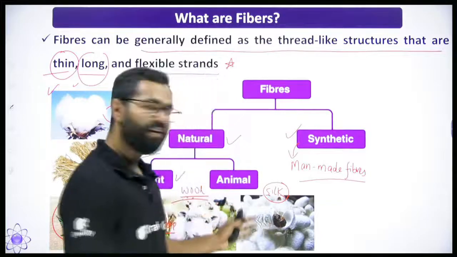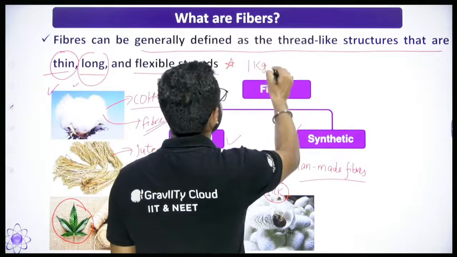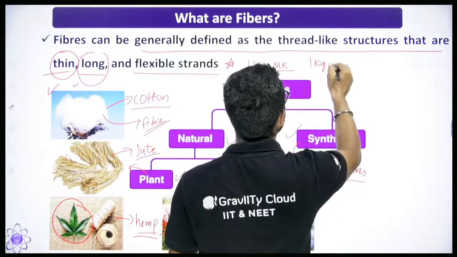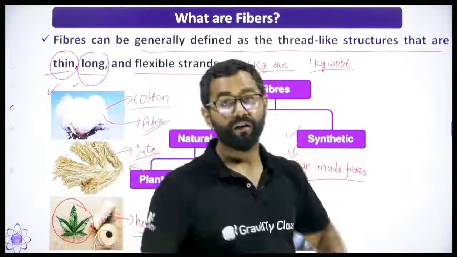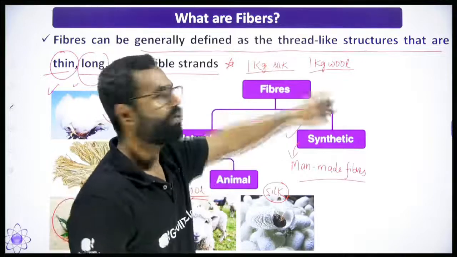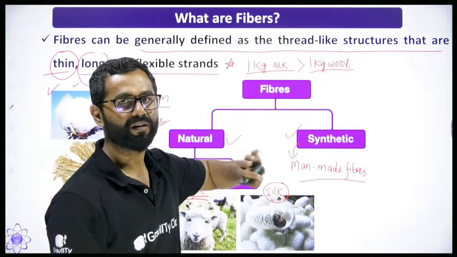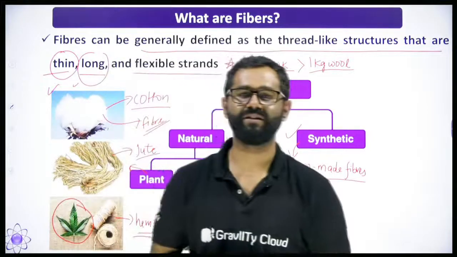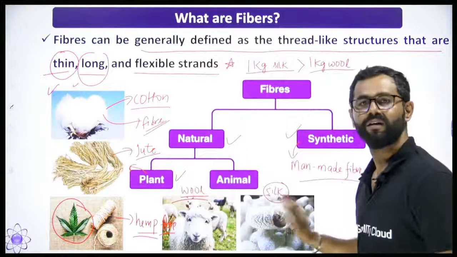That's why, if you go in the market and buy 1 kg silk or 1 kg wool, you will see that the cost of silk is more as compared to the cost of wool. Simple, right? So these are the two most important animal fibers which we get from nature. So these are the fibers which we get from nature, from the plants and from the animals.